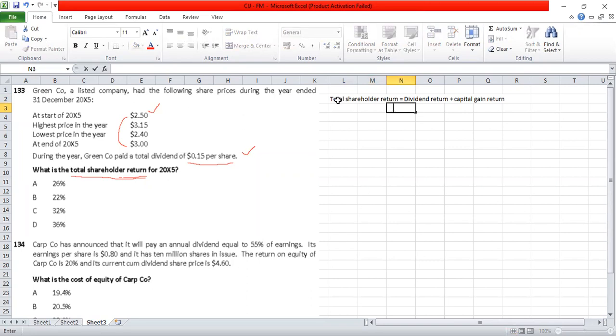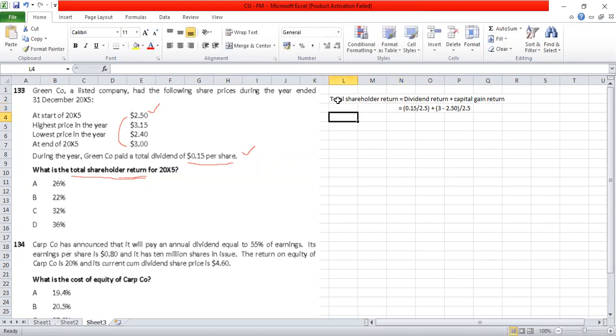So the dividend return would be, he has invested 2.5, as against 2.5 he is getting 0.15. So we write 0.15 divided by 2.5 plus, he has invested 2.5, but then the value has risen to 3. 3 minus 2.5 is his benefit. So 0.5 is his benefit as against an investment made for 2.5. Okay, do you see that?